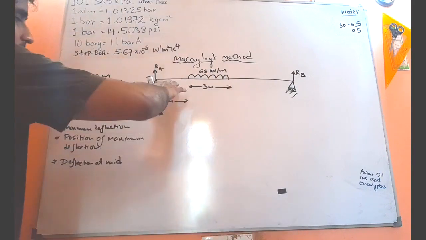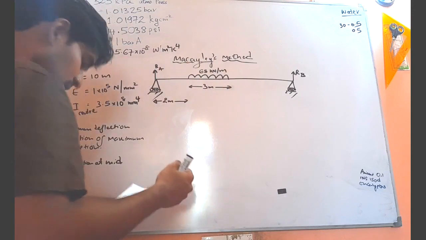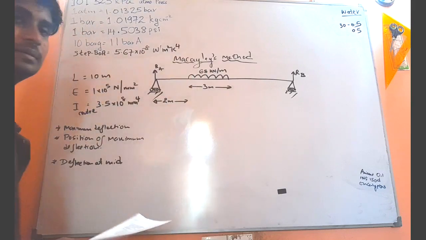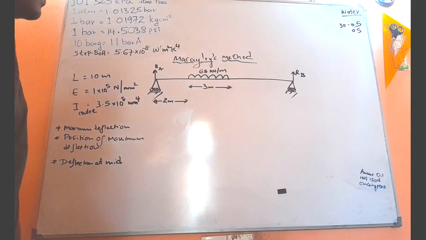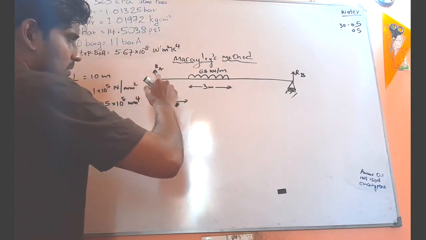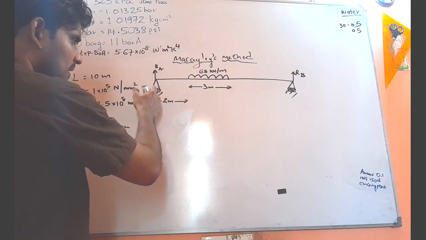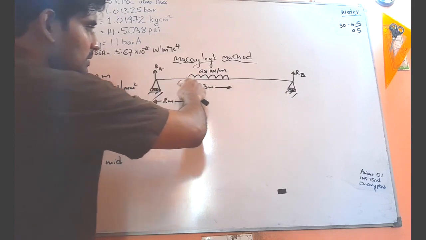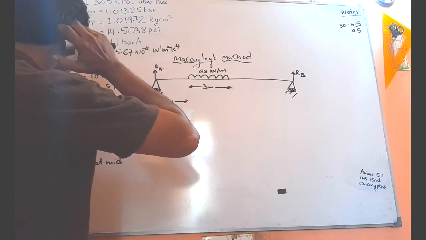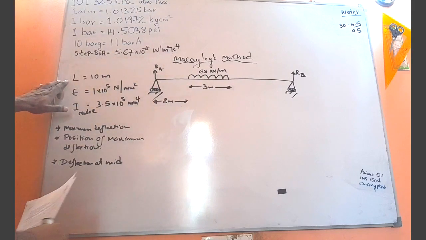And here we have a uniformly distributed loading. This loading starts from a point that is 2 meters from the left end, and it continues for a distance of 3 meters. The length of the beam is given as 10 meters.